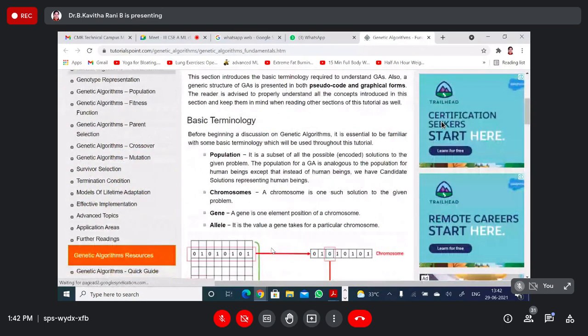So here you come across different basic terminologies like population, chromosomes, gene, allele. So what is population? Population is nothing but a subset of all the possible solutions to the given problem. The population for a genetic algorithm is analogous to the population for human beings.